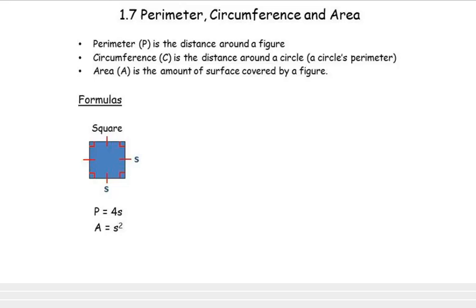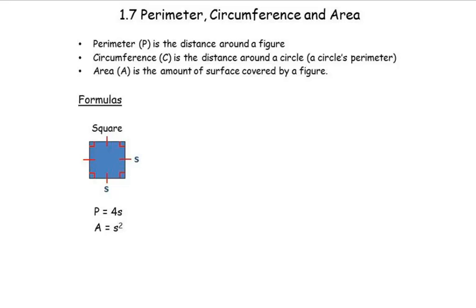Okay, hi everyone. We're going to start our next unit, Unit 6, and we're starting that with perimeter. First, perimeter was the distance around a figure. Circumference C is the distance around a circle, which is actually a circle's perimeter, right? If you think about the distance around it. And area A is the amount of surface area that's covered by a figure.